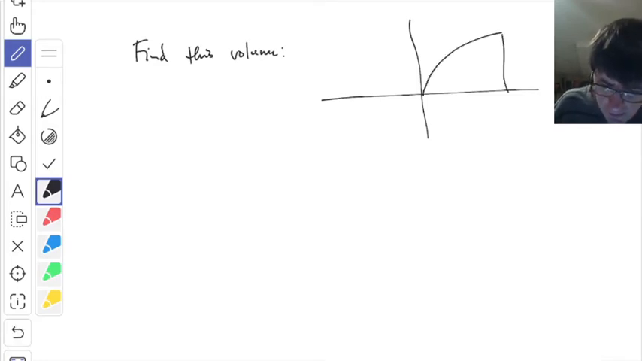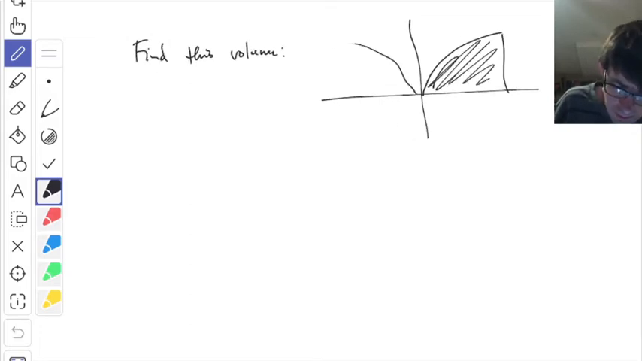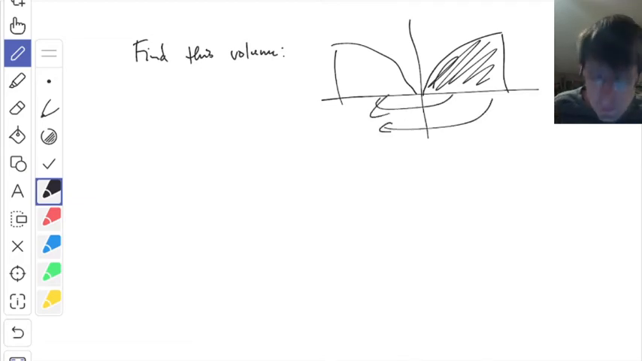So this is the shape rotating around this way. All right, and the function here is y equals cube root of x. That's the function I want to use, and it goes up to 1 here. All right, see what you think. I'll give you a few moments. Try it out.